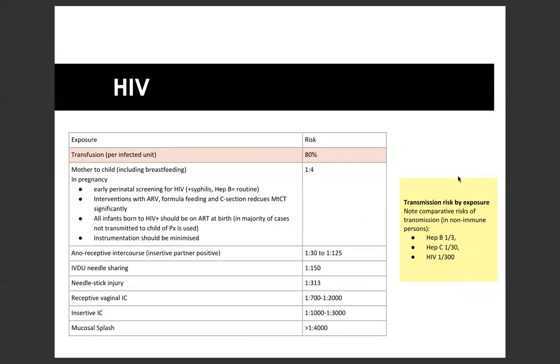I just put here the transmission risk by exposure in comparison to other blood-borne diseases, because a few years ago they had an OSCE station on a needle stick injury, and I think that threw a lot of people off. So if that happens again, an easy way to remember the risk of transmission of Hep B, Hep C, and HIV is that it's in 3s. So Hep B is 1 in 3, Hep C is 1 in 30, and HIV is 1 in 300. So the risk of transmission of HIV is actually quite low in comparison to the other blood-borne diseases.